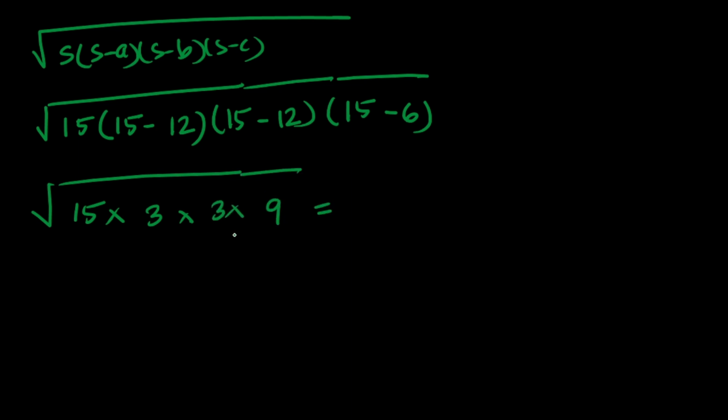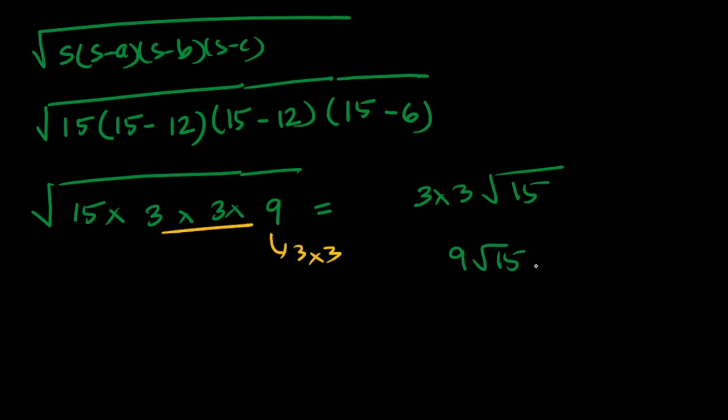So when you take 3 into 3, you can take a 3 outside, and this 9 you can write as 3 into 3, right? So when you take outside, you will have 3 into 3 of root 15, that is 9 root 15 centimeter square. So we have found out the area of this isosceles triangle as 9 root 15 centimeters square, and I hope this question is clear and we have completed this chapter.